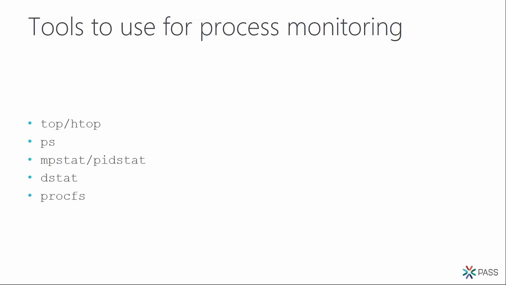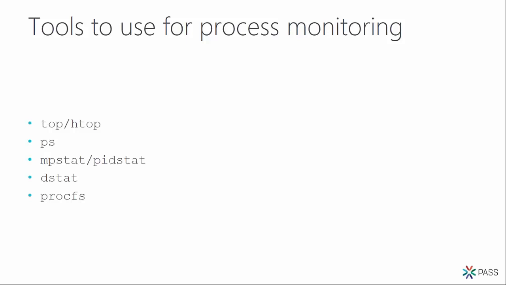So, tools to use for process monitoring. Kind of the go-to task manager, I would say, like if you're a Windows person, you're used to using Task Manager. The go-to way to monitor system performance on your Linux system is top and htop. So top is going to give you that process listing of all of the critical performance data for individual processes. Top is included with every Linux distribution.